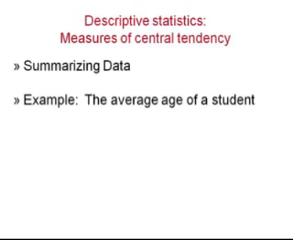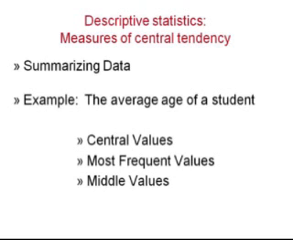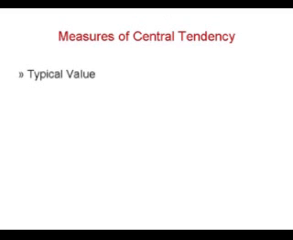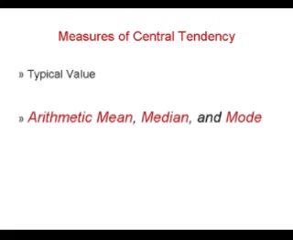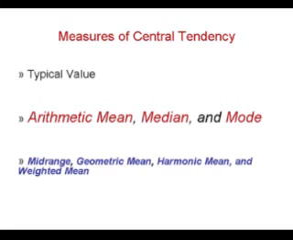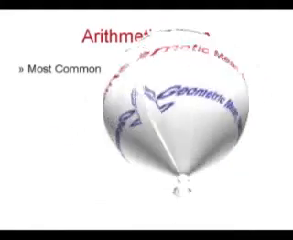Groups of observations are conveniently described by a single number. Central values, most frequent values, and middle values are most commonly used because they represent a typical value in a group of observations. Measures of central tendency are the representative of the typical value in a group of observations. The most common measures of central tendency are arithmetic mean, median, and mode. Mid-range, geometric mean, harmonic mean, and weighted mean are less common measures of central tendency.